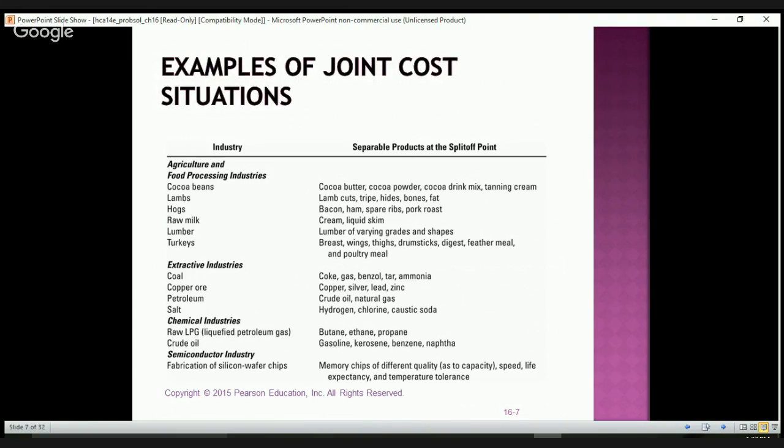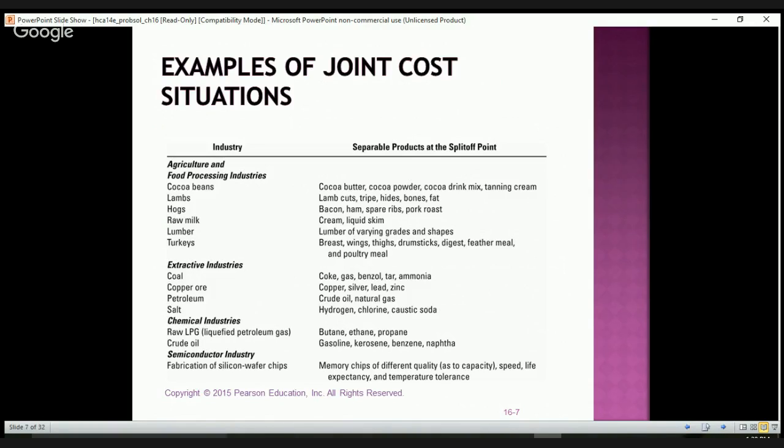Distinctions between main products, joint products, and byproducts are not so clear-cut in practice. Companies use different thresholds to determine whether the relative sales value of a product is high enough for it to be considered a joint product. This is Exhibit 16-1 on page 634 of your book.